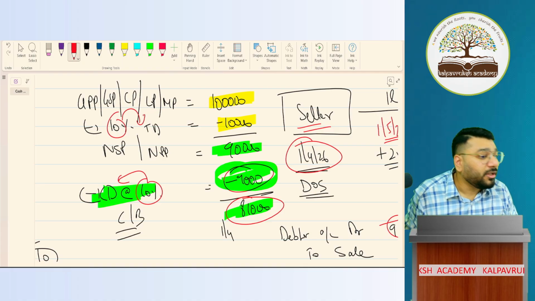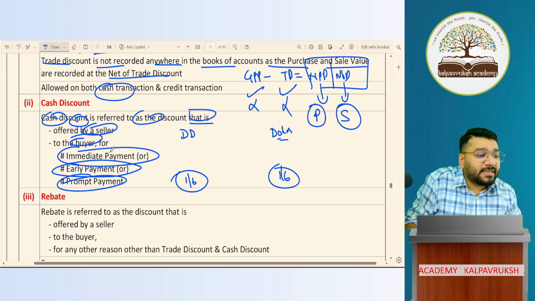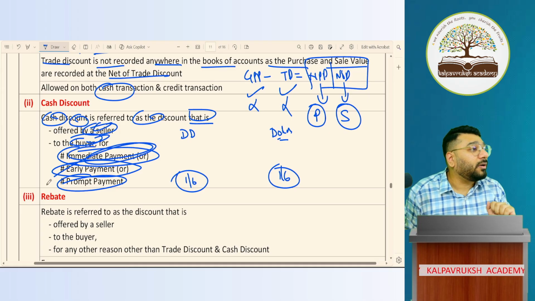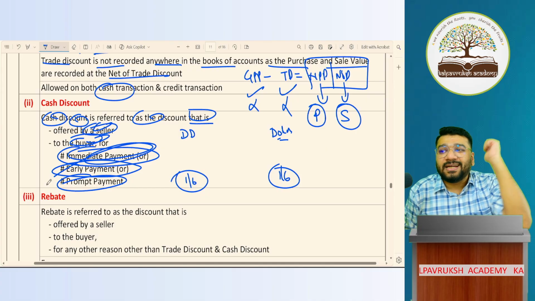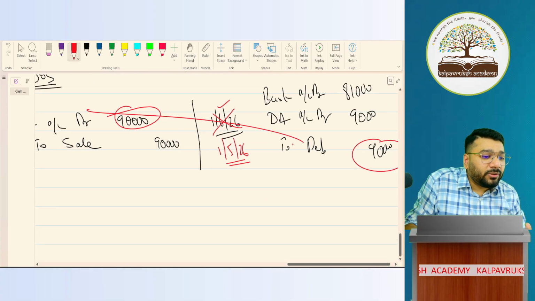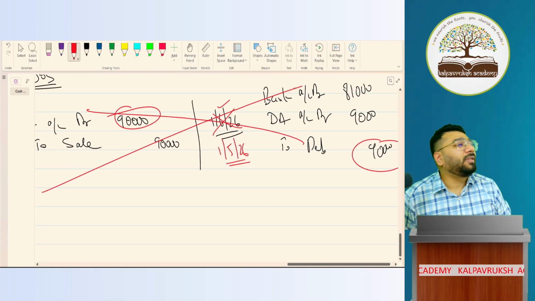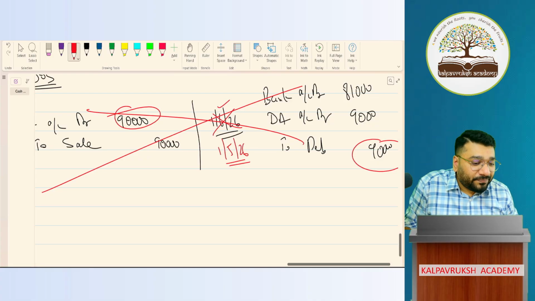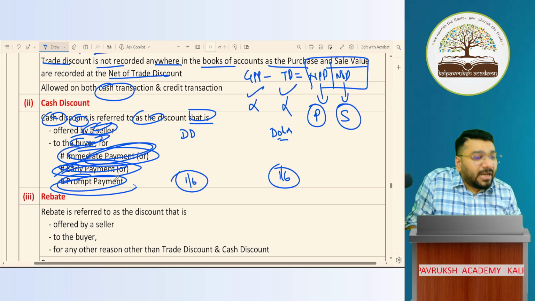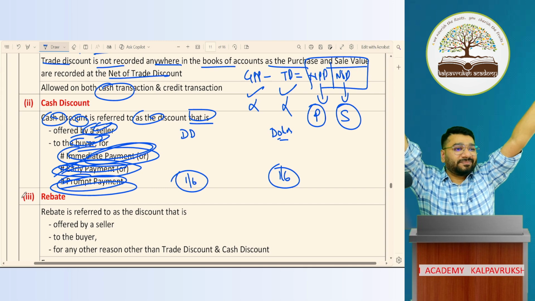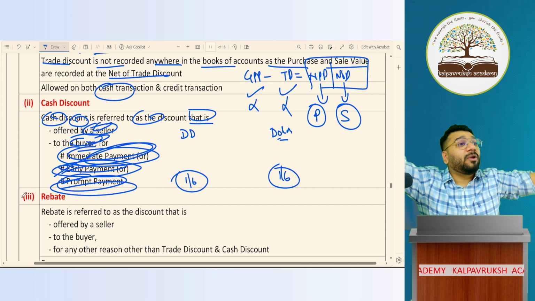Got it, not got it. So here, the cash discount is offered by the seller to the buyer for immediate payment on the date of sale itself. Got it, not got it. Now the question is, what is the journal entry going to be? These both are wrong, because now it is not happening on 2 different dates. In the previous 2 scenarios, in the case of early payment and prompt payment, sale was 1 date, payment was another date.